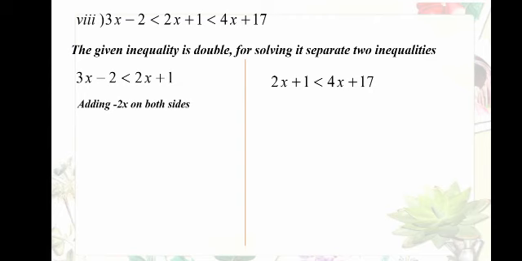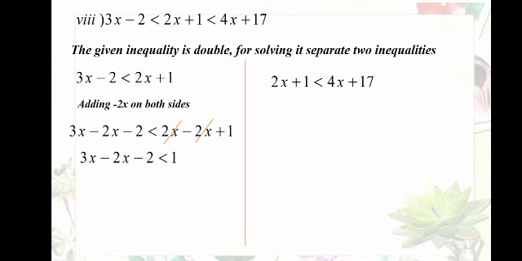Solving the first pair, adding minus 2x on both sides. So 3x minus 2x minus 2 less than 2x minus 2x plus 1. 2x will be cancelled with 2x. The remaining term will be 3x minus 2x minus 2 less than 1. 3x and 2x are like terms, so 3 minus 2 is 1, x minus 2 less than 1.